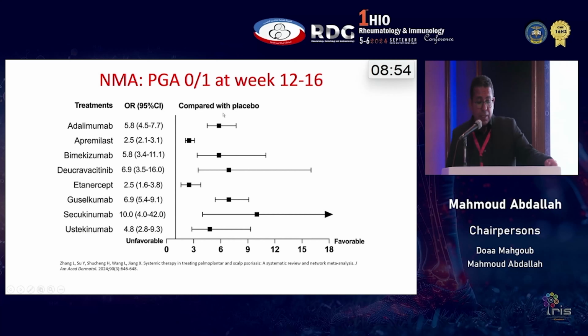This is a network meta-analysis looking at different drugs used for scalp psoriasis and evaluating the physician global assessment of 0 to 1, which is clear or almost clear. It has shown that the most efficacious drug among the studied drugs was secukinumab, followed by deucravacitinib, bimekizumab, and adalimumab.